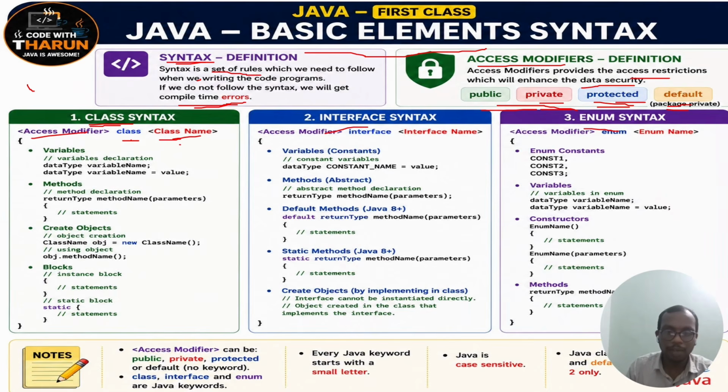Next, we will go for another Java element. The second one is interface. An interface is like a contract. Suppose your college says everyone must wear an ID card. It tells what should be done, but it does not tell how to wear it.